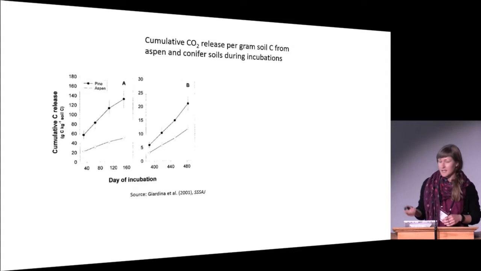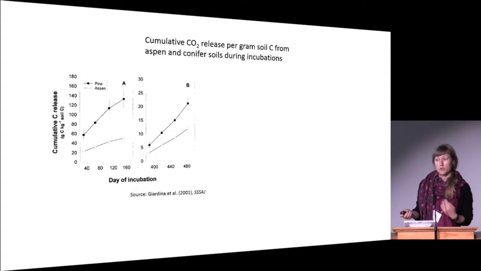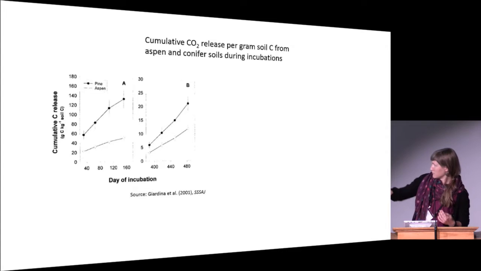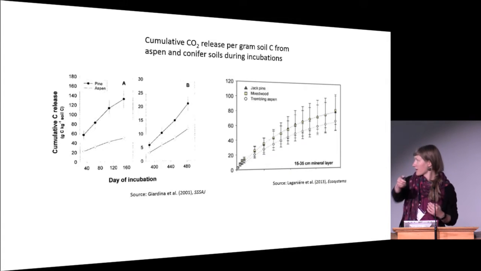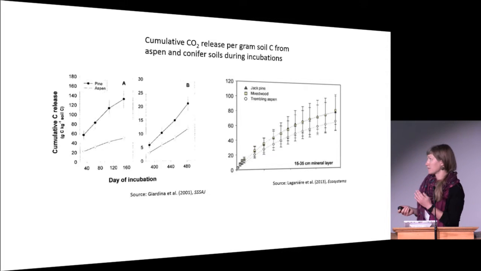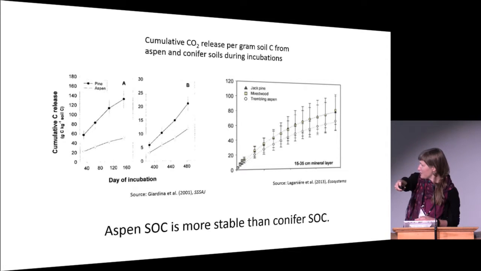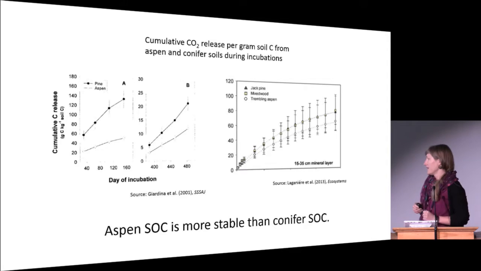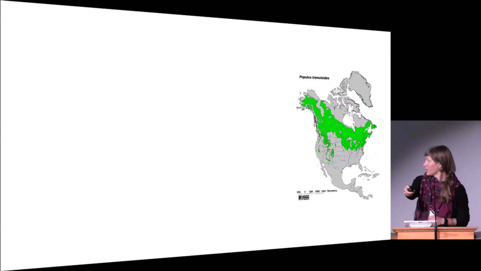A study from 2001 from Colorado compared pine and aspen stands and found the opposite of what we expected. Pine soils released way more carbon dioxide than aspen soils. We have found the same in Utah, and people in Canada have also found a similar trend. So overall, we could conclude that aspen soil organic carbon is also more stable than conifer soil organic carbon.